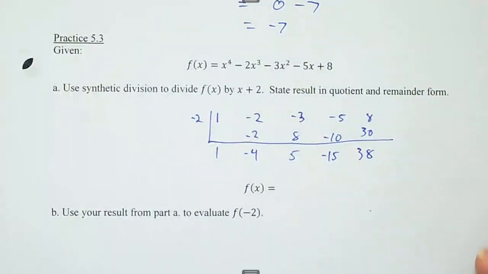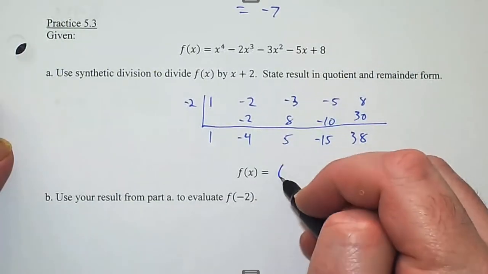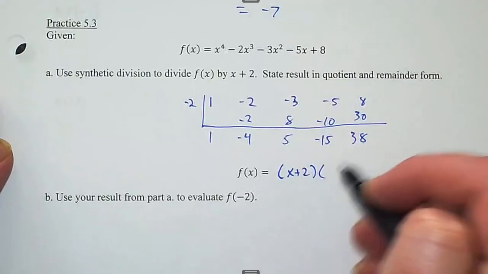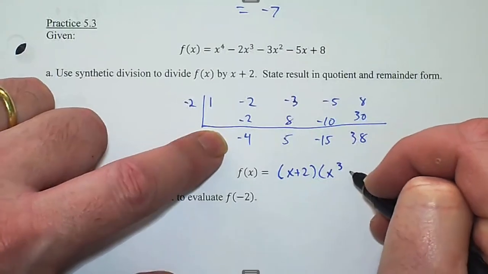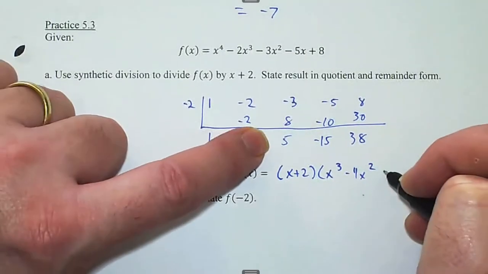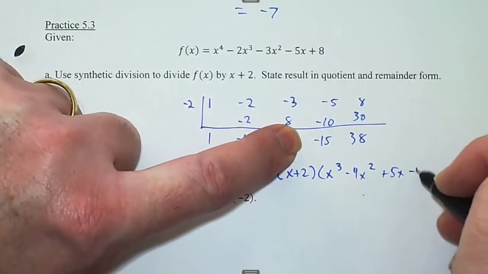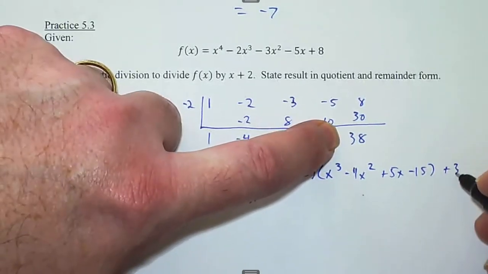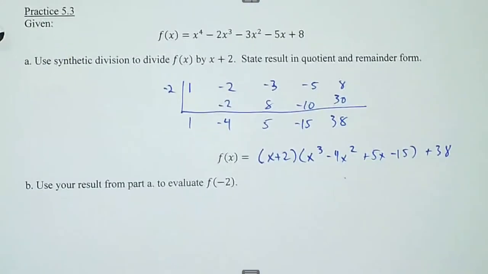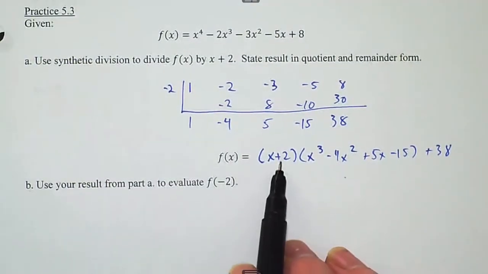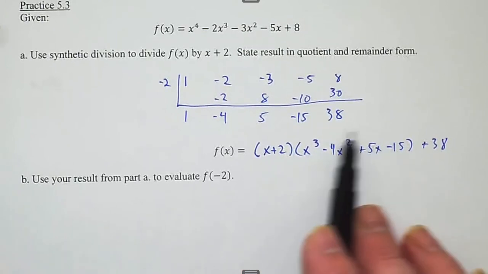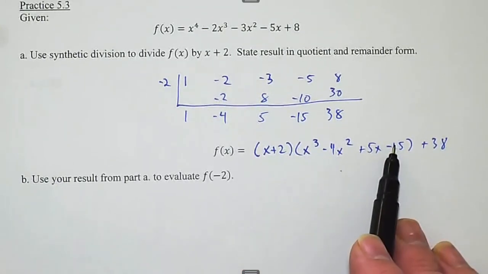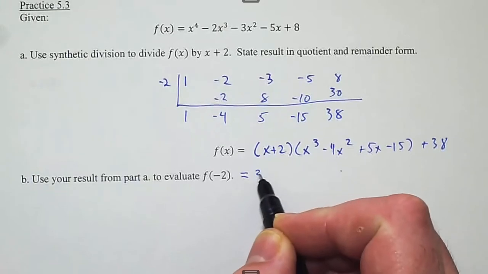Yes. So f of x then is x plus 2 times x, it used to be x to the fourth, now it's x cubed, minus 4x squared, plus 5x minus 15, but we had that extra remainder. But this makes evaluating at f equals negative 2 super easy, because that makes this negative 2 plus 2 is 0, and I don't care what this is. So the answer is just 38.